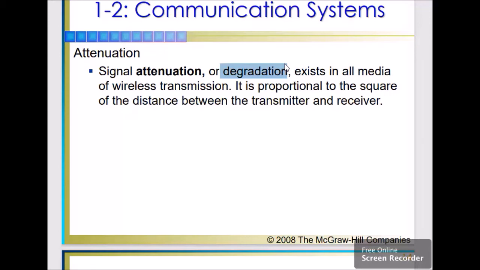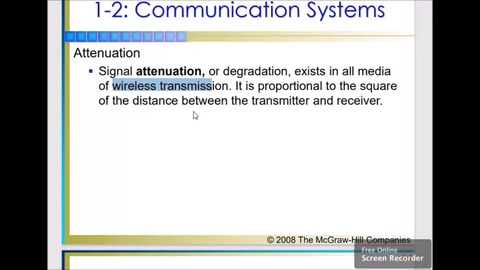So, attenuation, ibig sabihin, degradation. We don't want this. In any signal, we don't want this. We don't want our signal to attenuate or to degrade. So, what causes this attenuation or degradation? Sabi kanina, noise. Okay? So, exists in all media, but this one is unavoidable. It exists in all media of wireless transmission. Especially sa wireless transmission, nagkakaroon talaga ng attenuation.